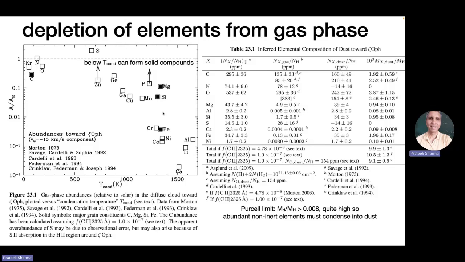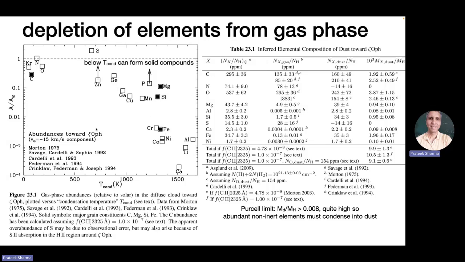And we know from this Purcell limit that you have to have more than about 0.008 the mass of hydrogen in the ISM in dust form. So a lot of iron is also depleted in dust. Similarly, silicon, magnesium, and all these elements.